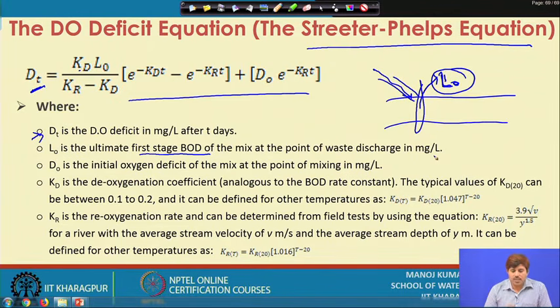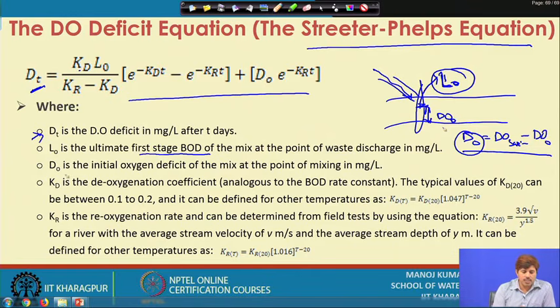D0 is my initial oxygen deficit. So, what is the dissolved oxygen level at this point of time? If the dissolved oxygen level is, let us say, DO0, then D0 is the DO saturation minus DO0. So, that becomes my D0 or the initial oxygen deficit, and Kd and Kr are the deoxygenation and re-oxygenation coefficients.